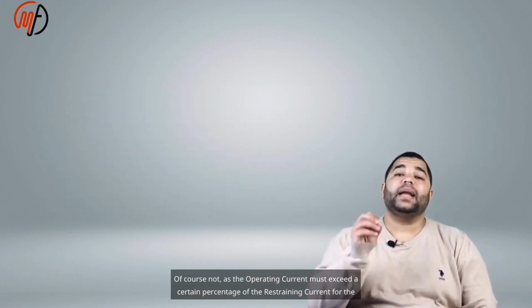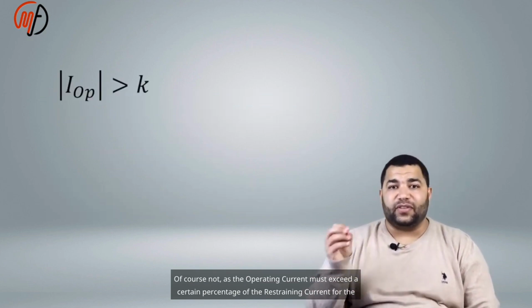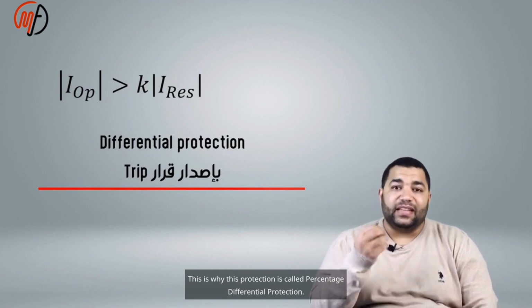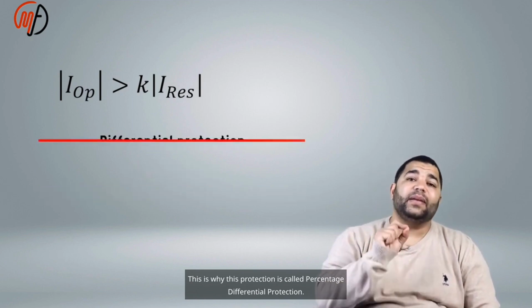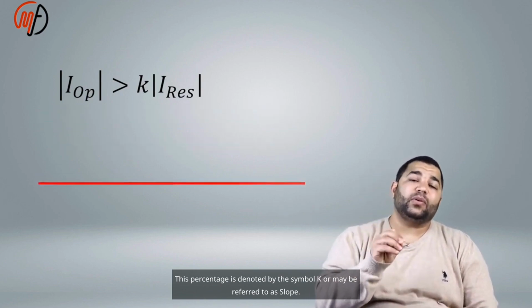Of course not, as the operating current must exceed a certain percentage of the restraining current for the differential relay to issue a trip decision. This is why this protection is called percentage differential protection. This percentage is denoted by the symbol K, or may be referred to as slope.